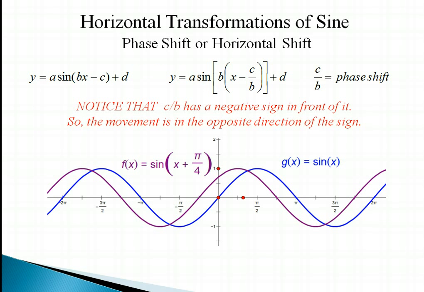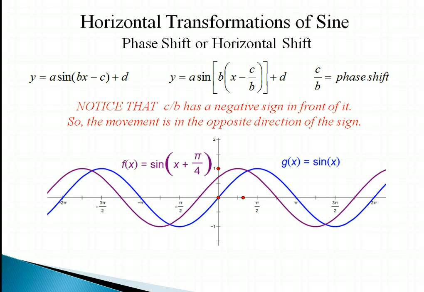Okay, the other horizontal transformation that we wanted to discuss today is a phase shift, or a horizontal shift, left or right. So we're looking at the equation sine of x plus pi over 4. In this case, we don't have any period change, so our coefficient of x is 1. So our phase shift is c over 1, or pi over 4 over 1, which is just going to be pi over 4.